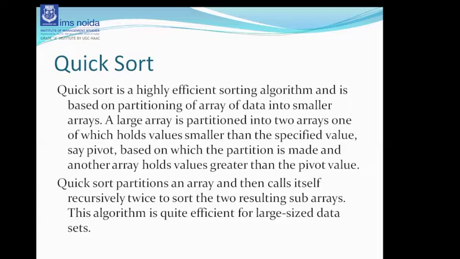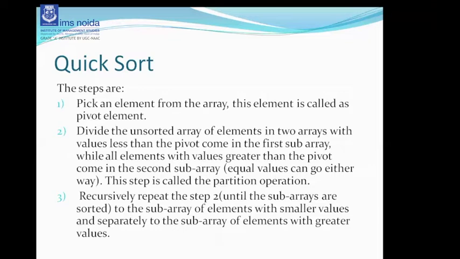So, large size data sets में हम इसे effectively use कर सकते हैं quicksort. Let's see what steps we need to follow while implementing quicksort. सबसे पहला step जो हमें follow करना है, we have to pick an element from the array. This element will be called the pivot element. That is your choice कि आप इसे कौन सा element choose करना चाहते हैं. Generally, first या last element choose कर सकते हैं pivot के लिए.